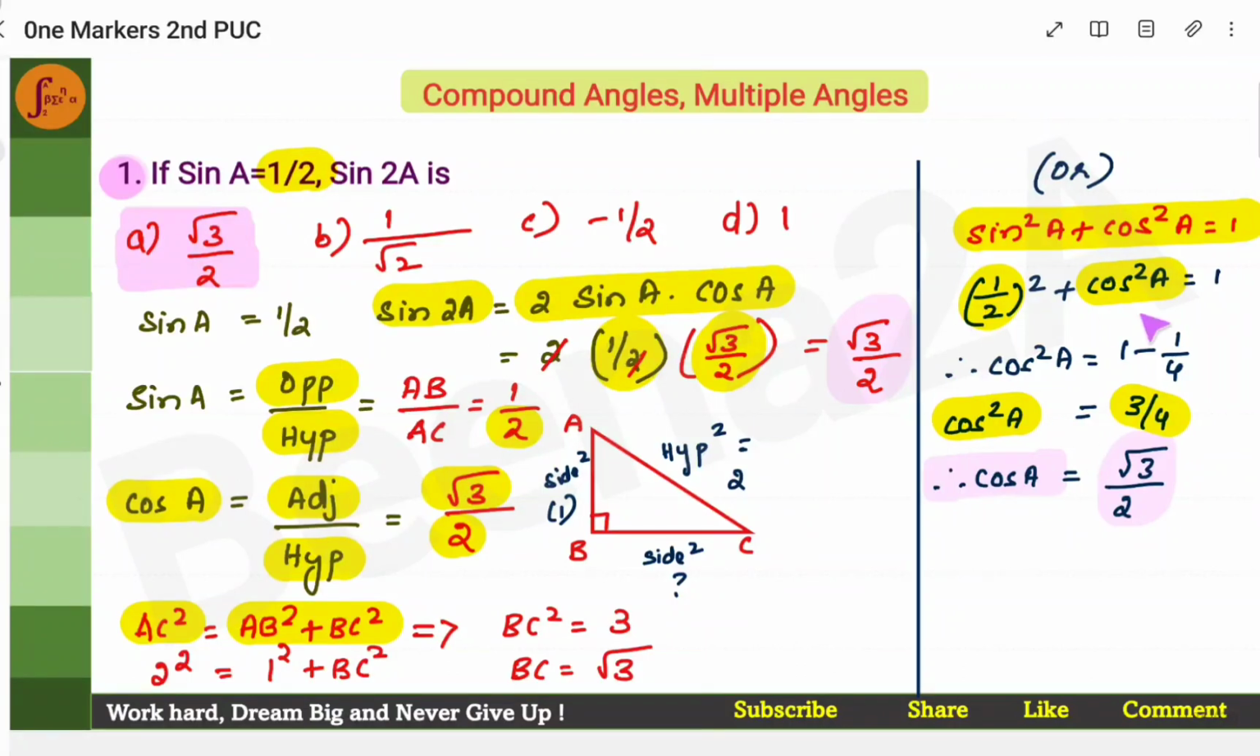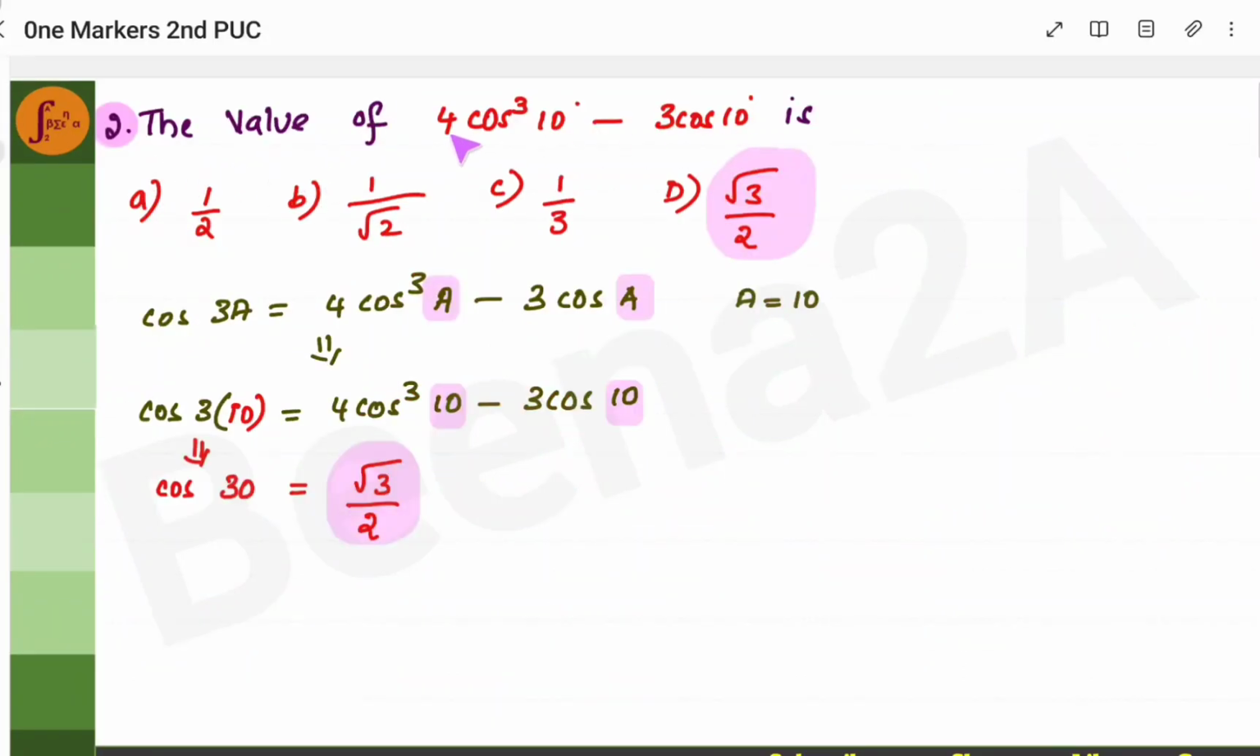The second problem is, you'll have to find the value of this trigonometric expression. See, whenever you see this 4 and 3, simply remember it is cos 3A or sin 3A. If there is cos, it's cos 3A. If there is sin, it's sin 3A. That's all. Remember that. So this entire expression is equal to cos 3A.